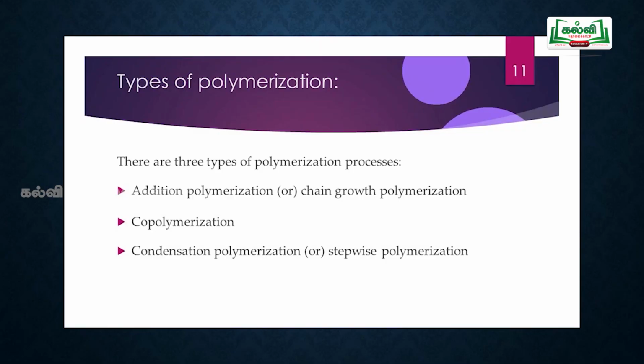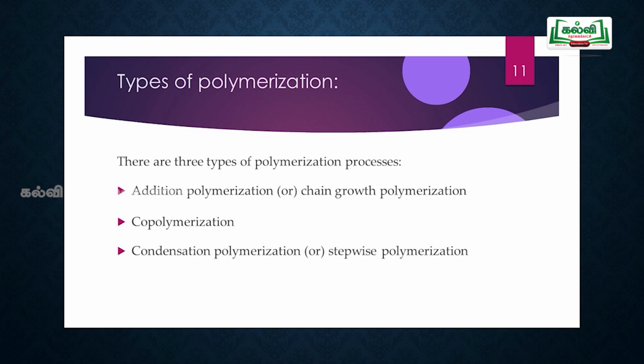Based on the polymerization, polymers are classified into different categories: addition polymerization or chain growth polymerization, copolymerization, and condensation polymerization or stepwise polymerization. What is addition polymerization? One monomer combines with another, and another, with no byproducts. This type of polymerization takes place only in monomers containing a double bond or triple bond, that is, unsaturated monomers.